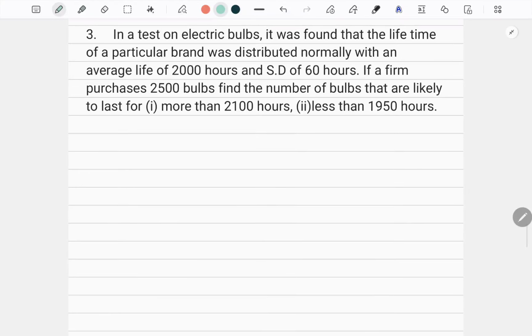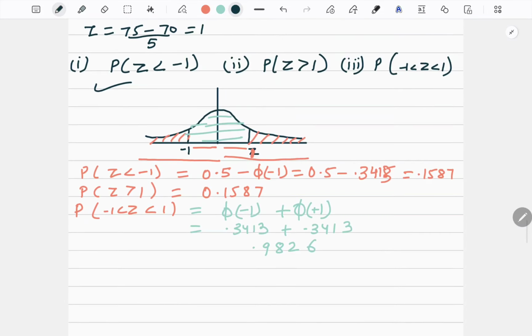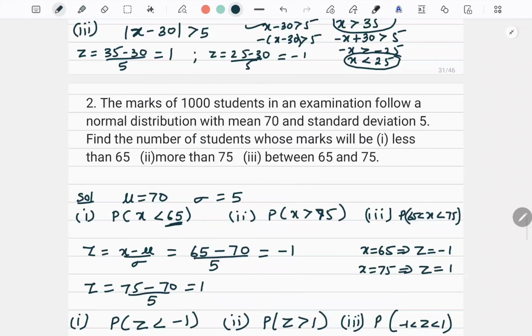Okay, in a test on electric bulbs, it was found that the lifetime of a particular brand was distributed normally with an average life of 2000 hours, means mu is equal to 2000. Sigma is equal to 60. Okay, now if we are purchasing 2500 bulbs, find the number of bulbs. See, the moment I ask you the number of bulbs, in the previous question, if you observe what they asked, find the number of students. So, this question also is incomplete.